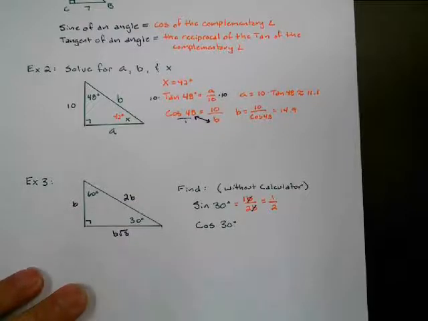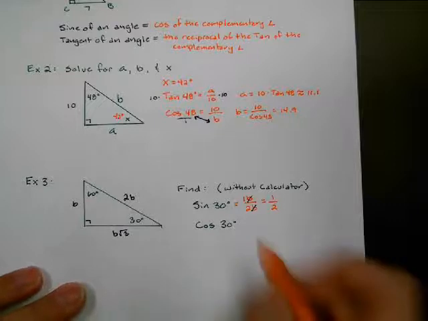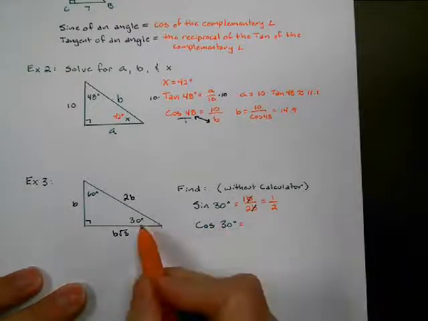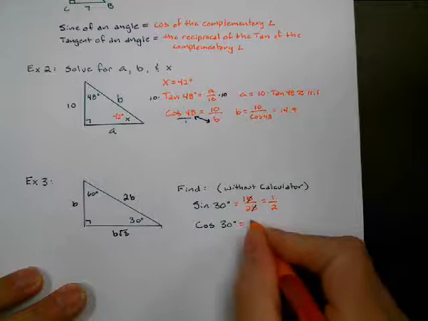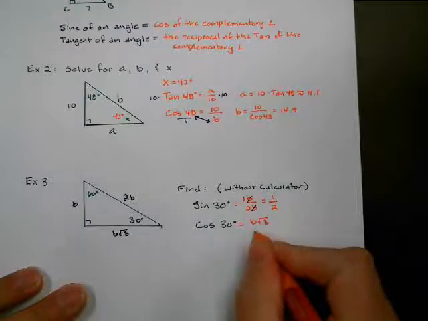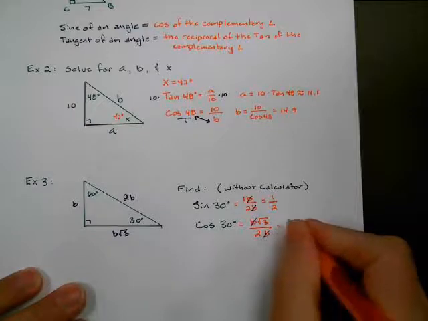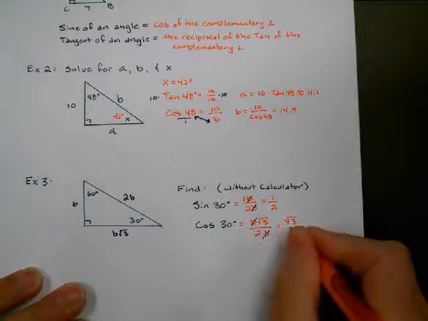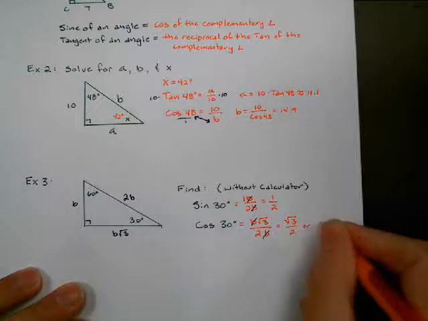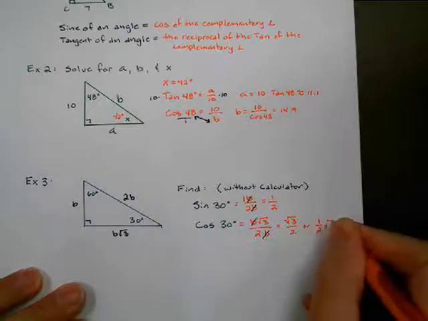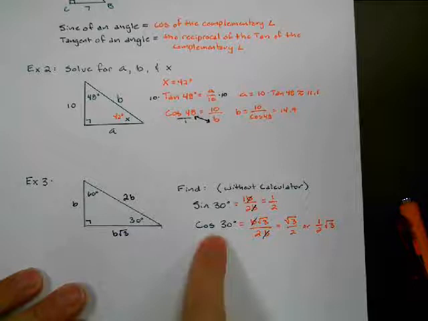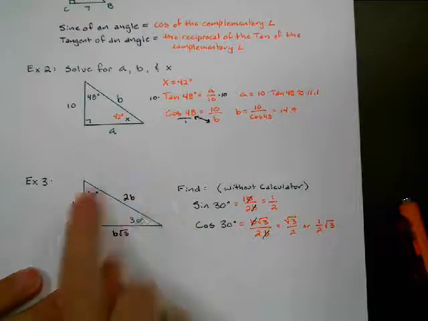Okay, let's look at the cosine of 30. Cosine of 30 should be the adjacent over the hypotenuse. The adjacent leg is b root 3. And the hypotenuse is 2b. Again, I can reduce the b on top and the b on the bottom, and I end up with root 3 over 2. Or we can say that's half of root 3. The cosine of 30, no matter what you put in on the sides, will always be half of root 3.